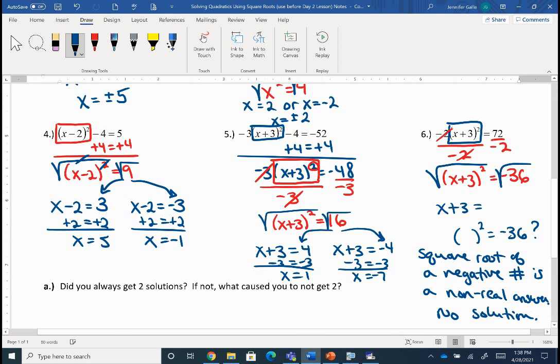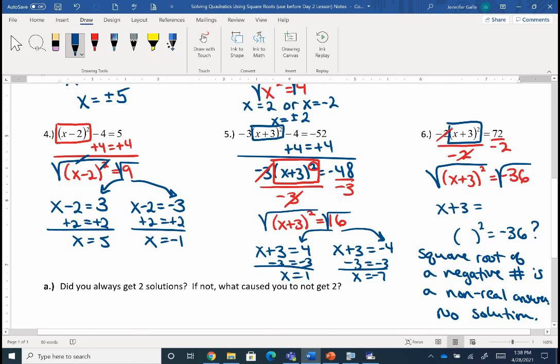Now you might be like, Miss Guy, why'd you say non-real answer? The number system we work with, guys, all the positives, negatives, zero, decimals, fractions, all those things are part of what we call the real number system. Numbers like the square root of negative 36 dip into the set of numbers that we call the imaginary numbers. Imaginary numbers are something you learn about in Algebra 2. This is the only little plug that I do about them. For our purposes in Algebra 1, we cannot find the answer if we're taking the square root of a negative.